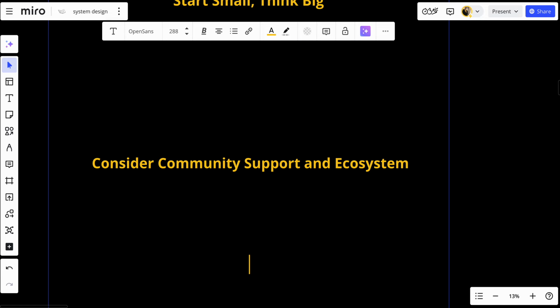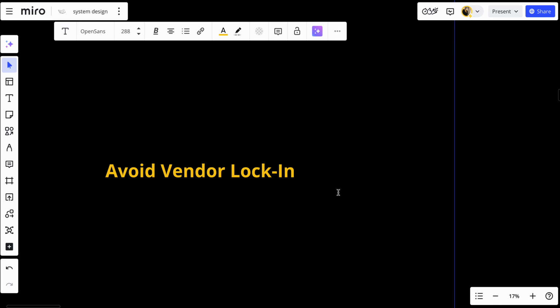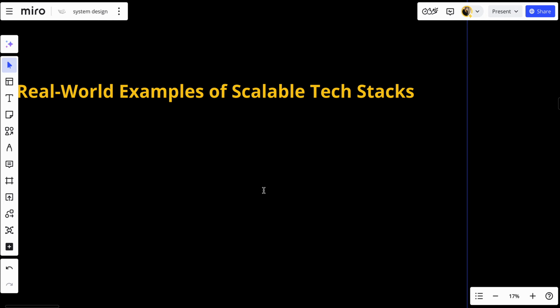Third, avoid vendor lock-in. If possible, avoid being tied to a specific provider's services. Using open standards and containerization tools like Docker can make it easier to migrate if needed, helping you keep flexibility as you grow.